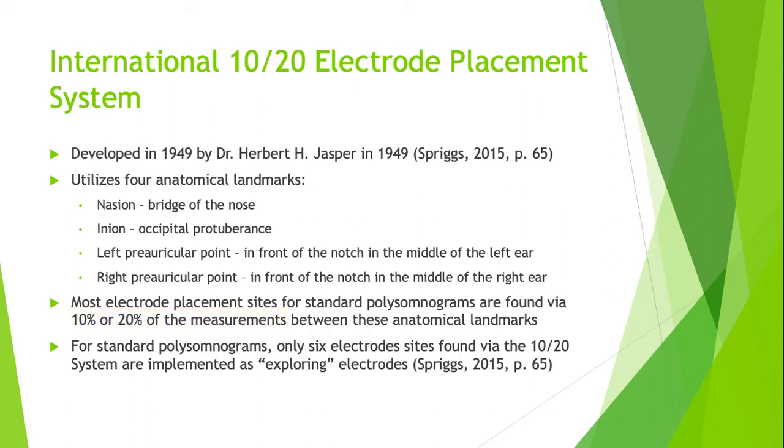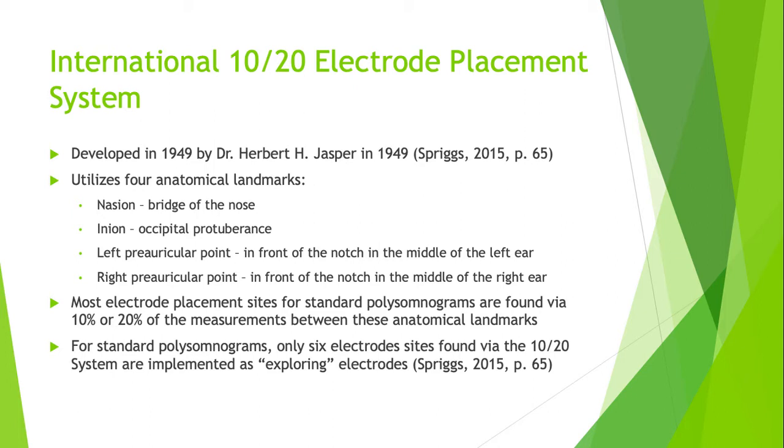For standard polysomnograms, only 6 electrode placement sites are utilized for exploring electrodes, which are the electrodes that will be utilized to detect and monitor the electrical activity of the brain. These exploring electrodes are of occipital, central, and frontal lobe derivation. There are 2 for each lobe, and they are known as F3, F4, C3, C4, and O1, O2. More of this will come later.